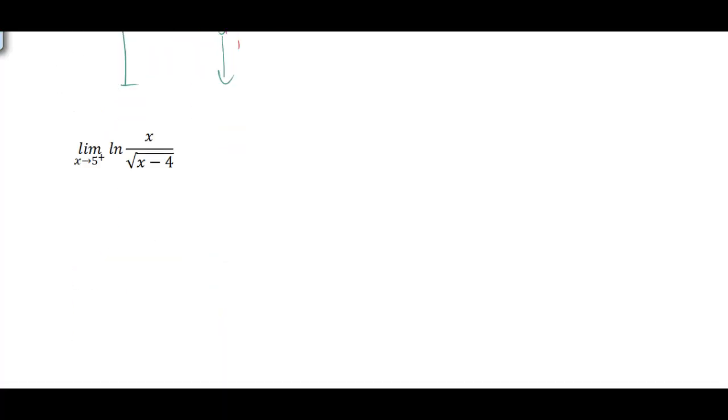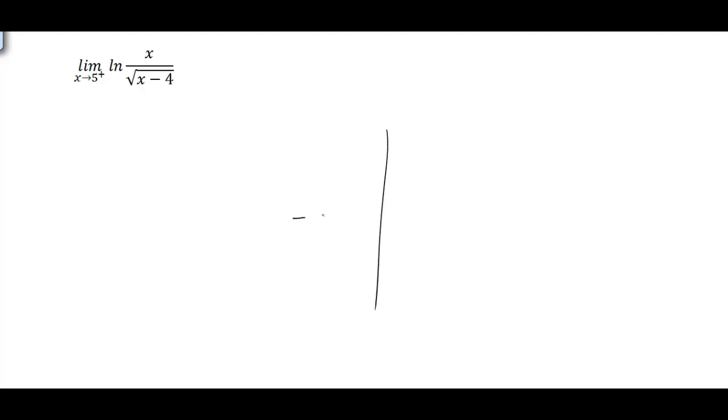All right, we have another example. We have the limit of the natural log of x divided by the square root of x minus 4, and here we're looking at x approaching 5 from the right. If we were to look at the graph of this particular function, the graph is going to look like this. 1, 2, 3, 4, go over here to 5. And our graph is going to look like this.